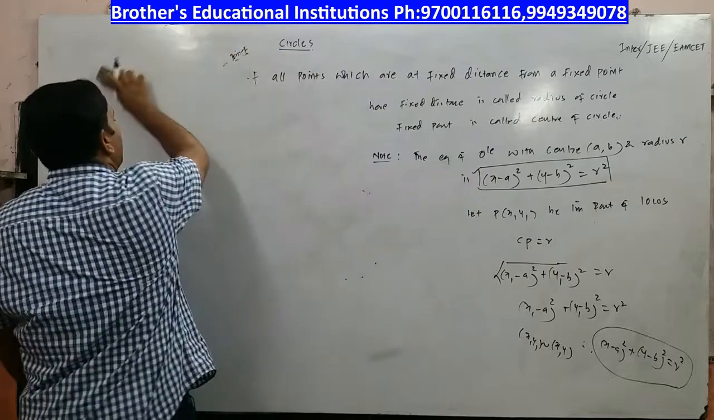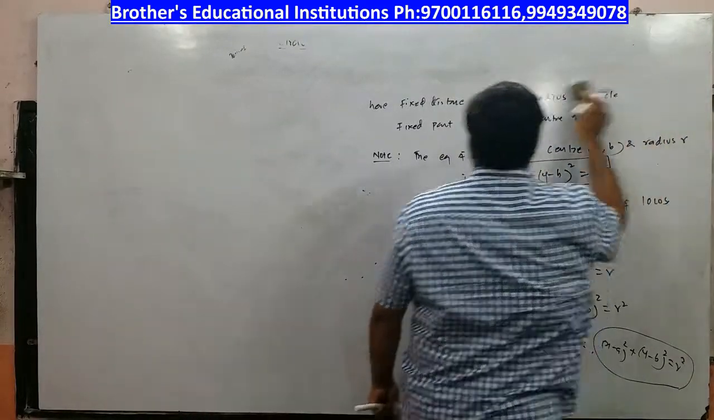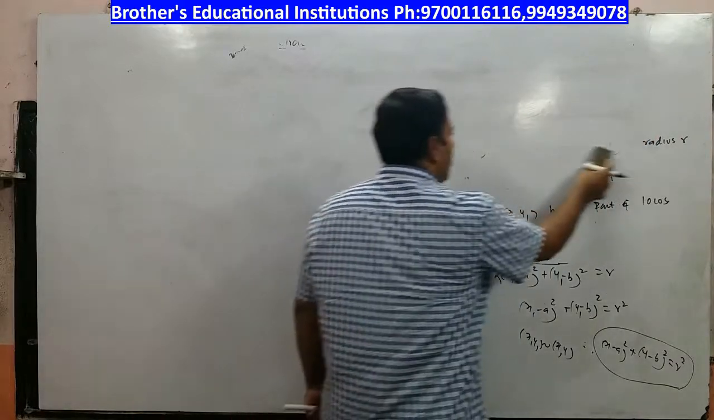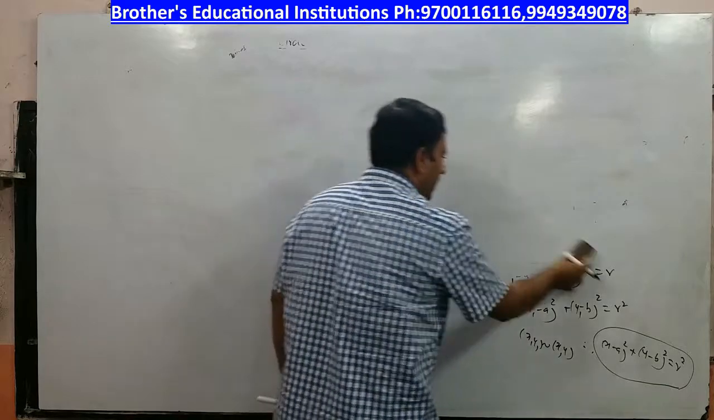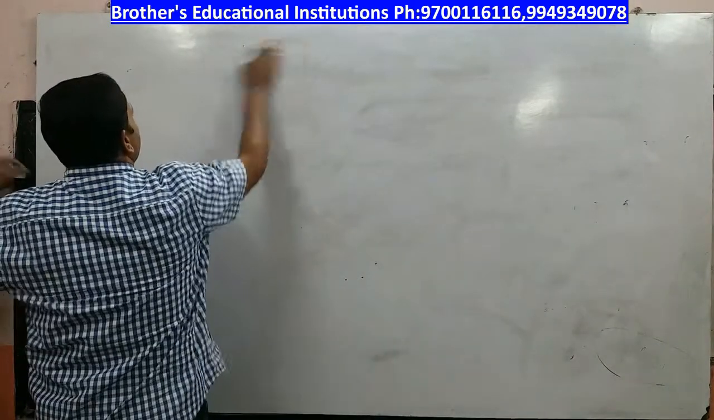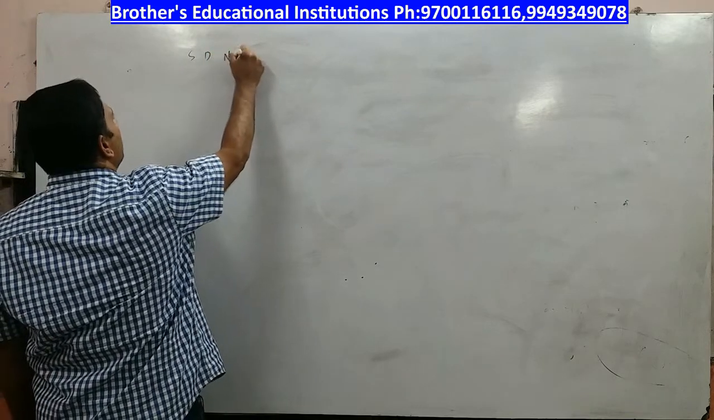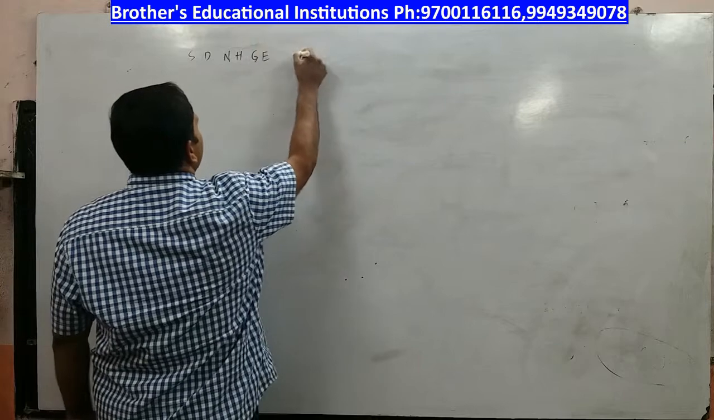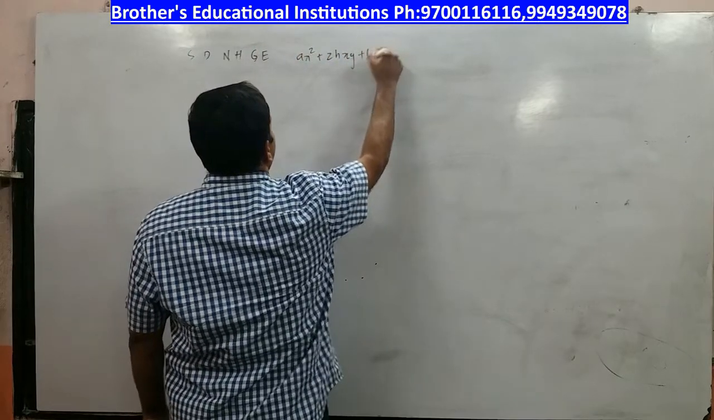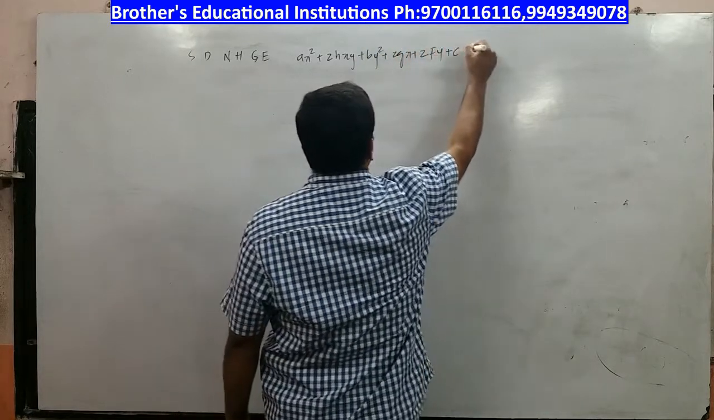As to what a second degree general equation. Now, what is second degree general equation? I hope you remember in your elementary classes you have done what is a second degree general equation. I will tell you. Second degree non-homogeneous general equation: ax square plus 2hxy plus by square plus 2gx plus 2fy plus c is equal to 0.